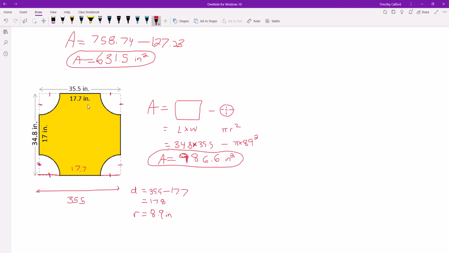So a trick in this one is that 4 quarter circles make a big circle. Now you could have done a rectangle minus a quarter circle, minus a quarter circle, minus the top corner circle, minus the bottom quarter circle, and you would get the same answer. You just sort of do it in smaller pieces, but as a shortcut, 4 quarter circles make a circle.